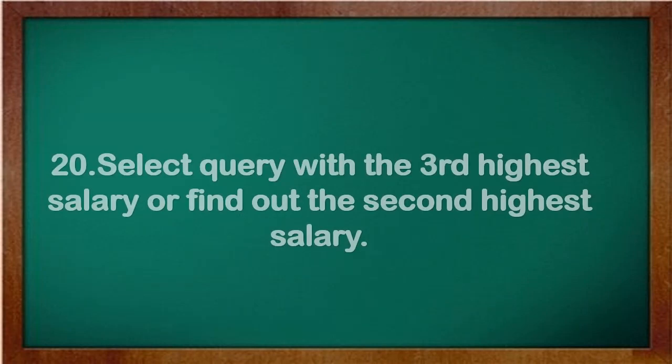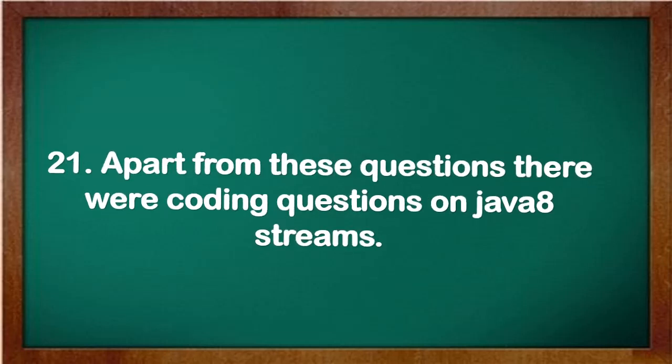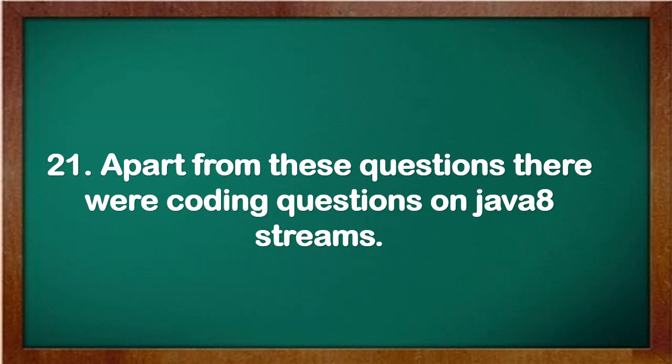Then there was a question on a select query, like find the third highest salary or the second highest salary. So this was the question to select the nth highest salary, basically. Apart from these questions, there were coding questions on Java 8 streams, but she has not shared the exact coding questions that she encountered, though she is saying that there are coding questions as well. Maybe she forgot or doesn't know.